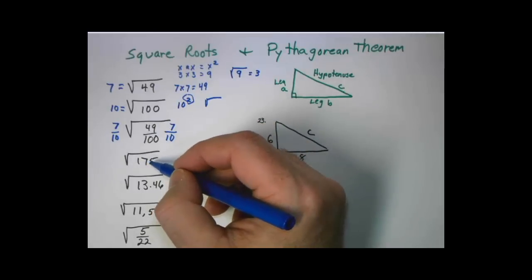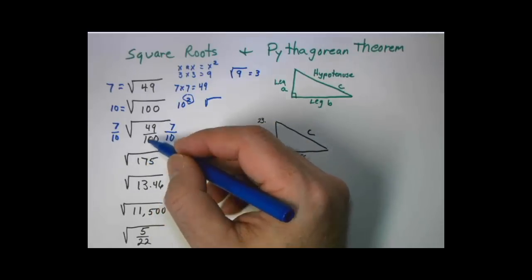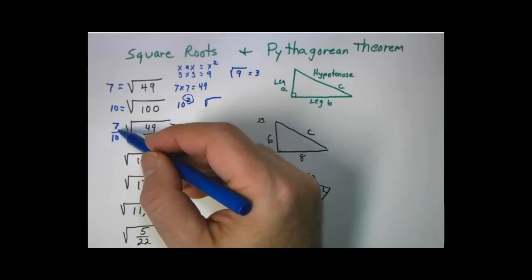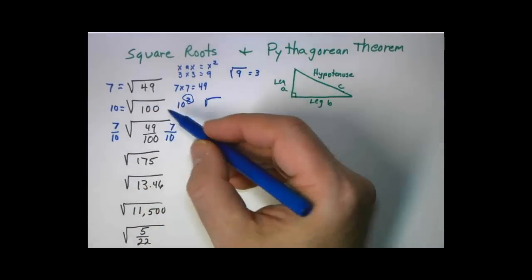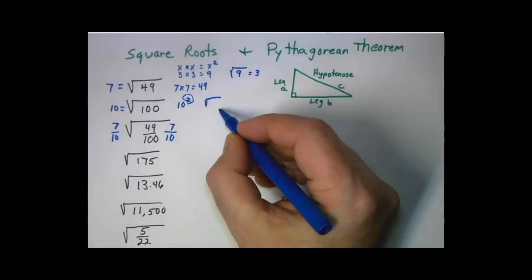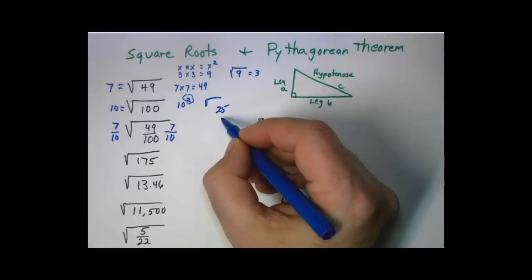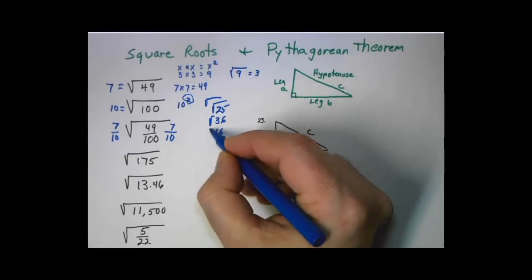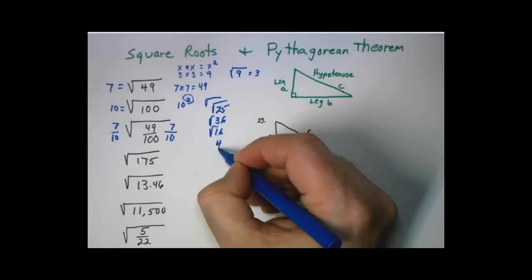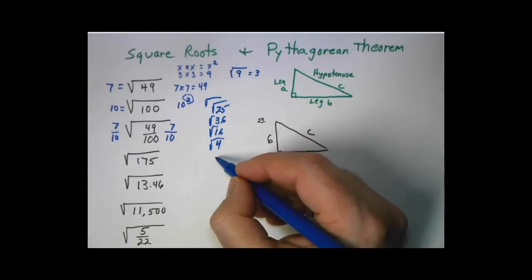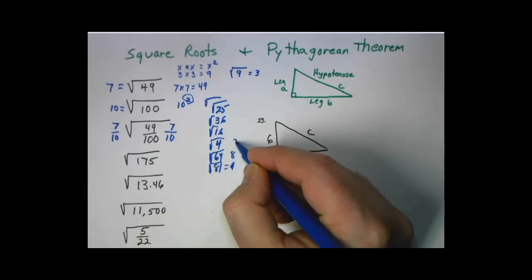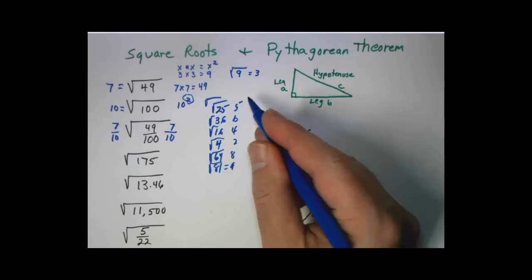Well, what if it isn't a whole number? These are called perfect squares because the result is a whole number, even for the fraction. They're not decimals. Other perfect squares would be 25, 36, 16, 9. We did that. 4 is a perfect square, 2 times 2. 64, 81. Those are perfect squares, and so on.